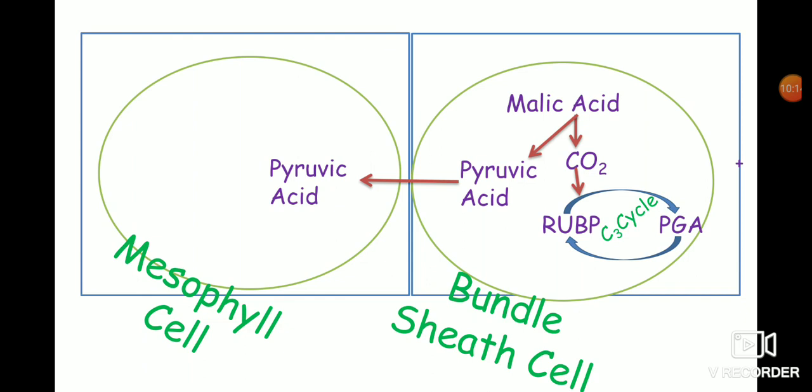So the pyruvic acid formed in the bundle sheath cell moves to the mesophyll cells where it is phosphorylated to form the phosphoenol pyruvic acid. The phosphoenol pyruvic acid now moves into the cytoplasm of the mesophyll cell where it is again ready to accept the carbon dioxide.